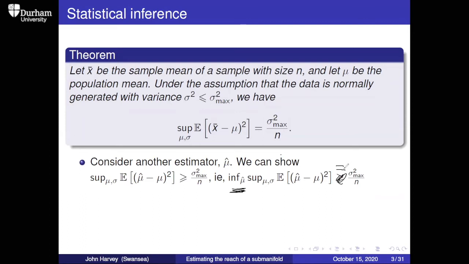Sorry for the typo there. Take the supremum over all the distributions that are in your model. What's the worst case distribution you could be faced with to try to estimate the mean? And then look at all the possible estimators you could use. The answer turns out to be that we could never get a better expected squared error than sigma max squared over n.